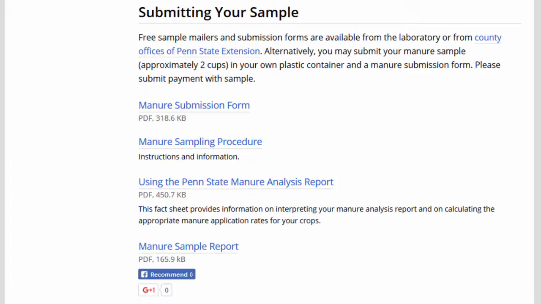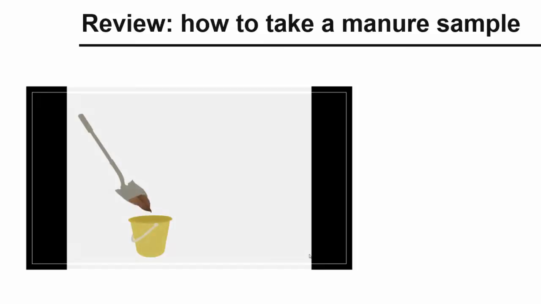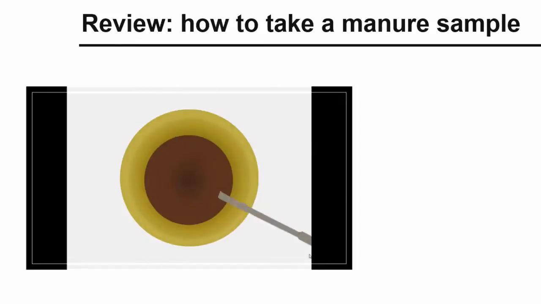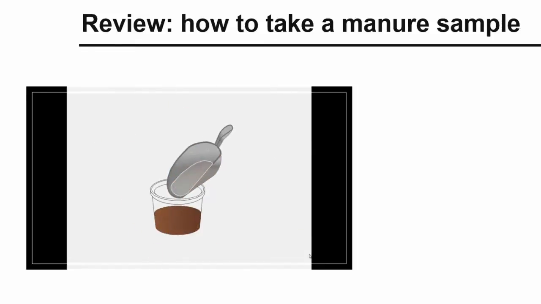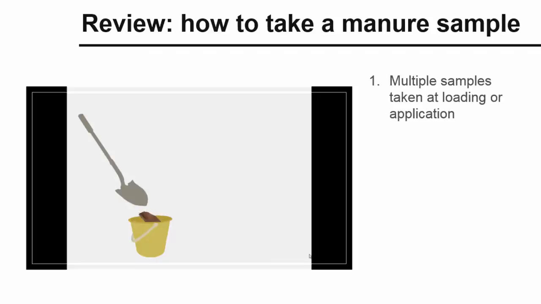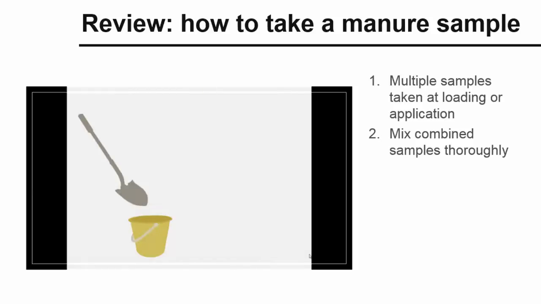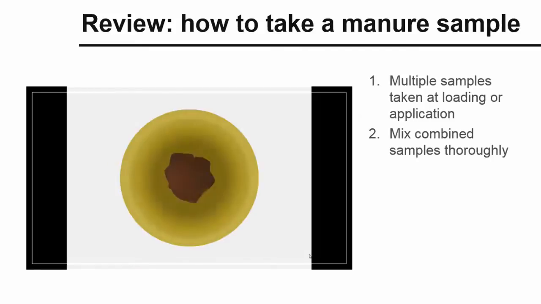Manure sampling procedures and submission preferences may differ based on the testing lab. Be sure to review sampling procedures before sending the samples. As previously described, samples should be representative of the manure that is applied to the field. Penn State suggests taking multiple samples throughout loading or application in a bucket. Next, the manure should be mixed in the bucket using a shovel, scoop, or cup.